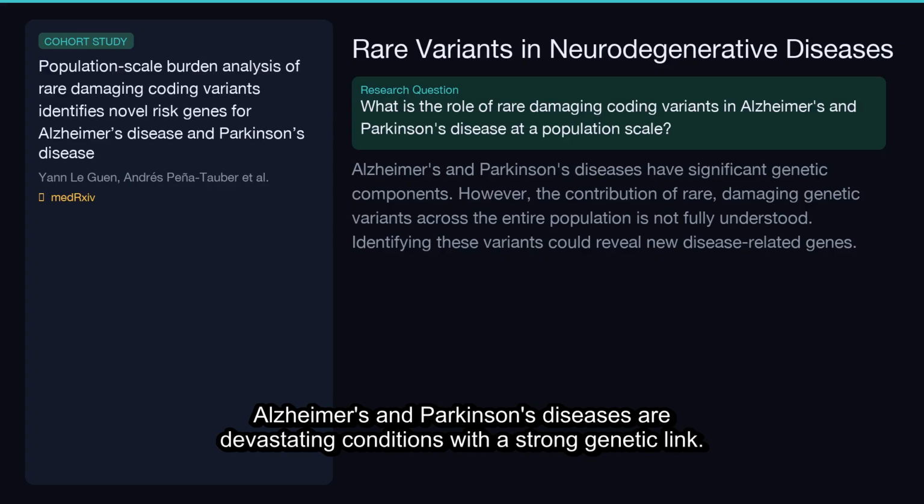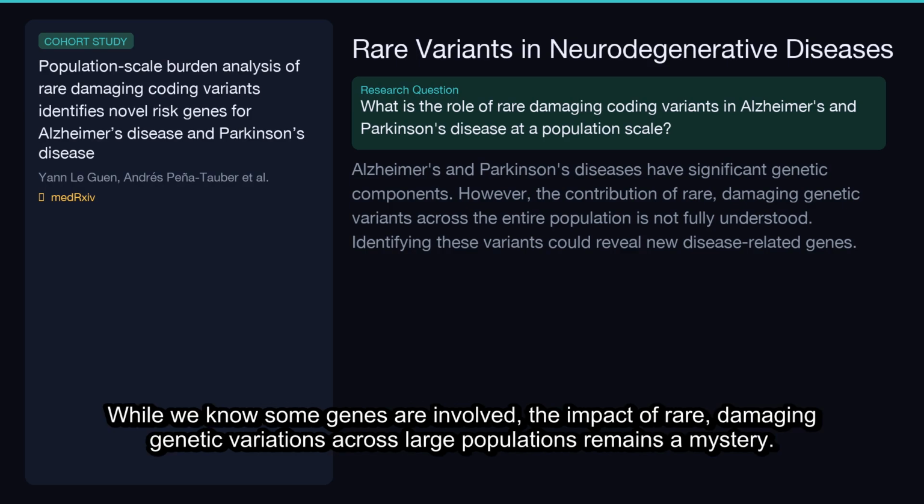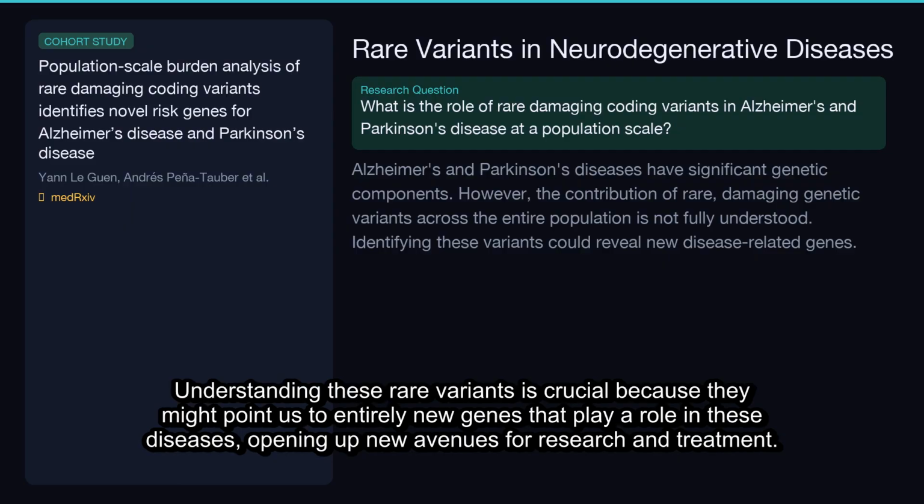Alzheimer's and Parkinson's diseases are devastating conditions with a strong genetic link. While we know some genes are involved, the impact of rare, damaging genetic variations across large populations remains a mystery. Understanding these rare variants is crucial because they might point us to entirely new genes that play a role in these diseases, opening up new avenues for research and treatment.